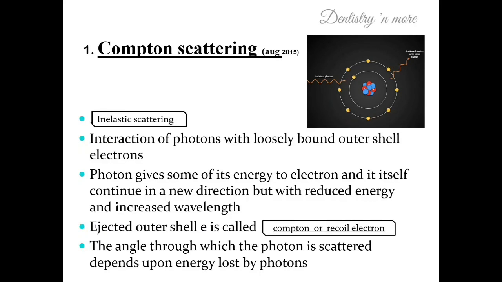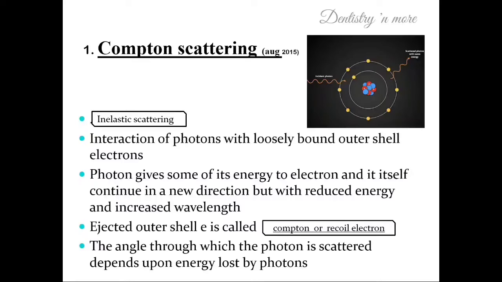Next is about the short notes on Compton scattering. What do you mean by Compton scattering? Compton scattering, its other name is inelastic scattering. It comprises around 57% of the whole of the X-ray beam that is being produced.